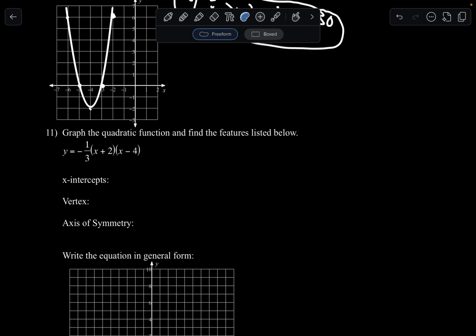It says, graph the quadratic function and find the features listed below. Notice, this is in intercept form, or factored form, depending upon what you want to call it. From this, you can get the x-intercepts. The x-intercepts, you just set each of these factors equal to 0.